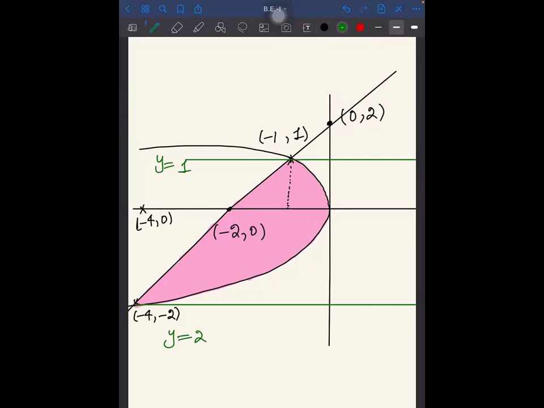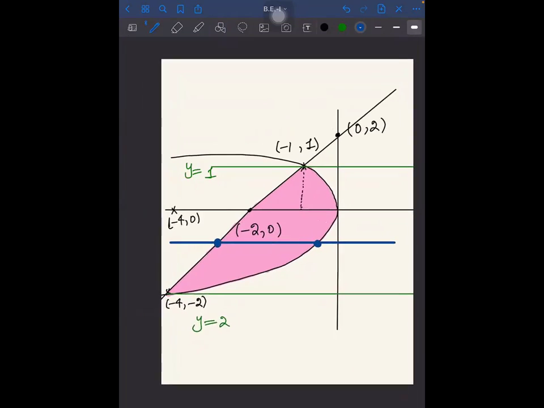And what about the x? Can you tell me? Put a horizontal line into that. Now tell me, x is running from where to where? From the line to the parabola. Is it okay? Okay, so what is your line?